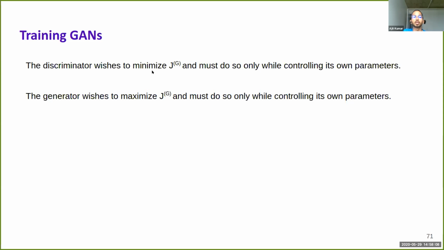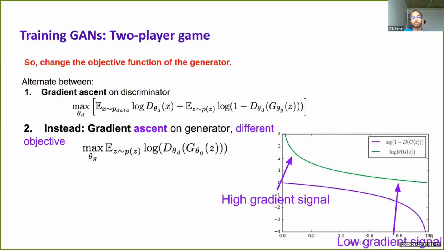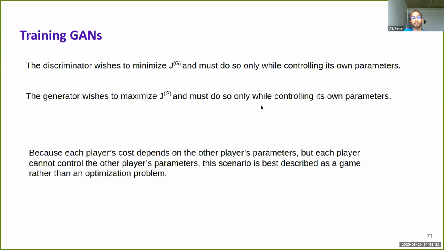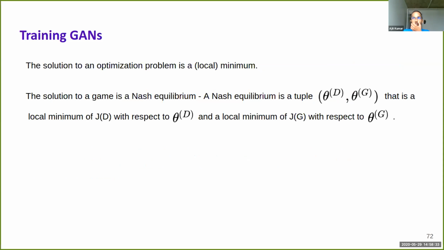So both of them are trying to minimize or maximize their own objective, but they only have control over their own parameters. But the loss function, as you can see, is dependent on the other one as well. So in this case, this is described as a game rather than an optimization problem, as we have seen in previous optimization, like maybe some sort of supervised learning objective, where we have a loss landscape and we're trying to reach the global minimum.